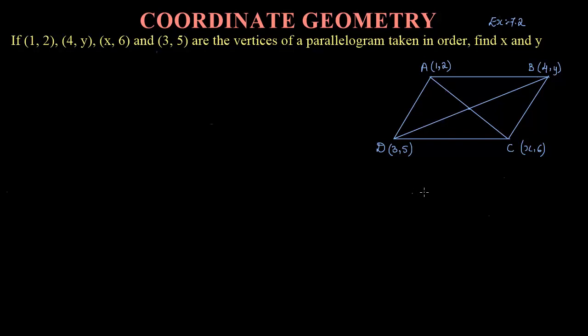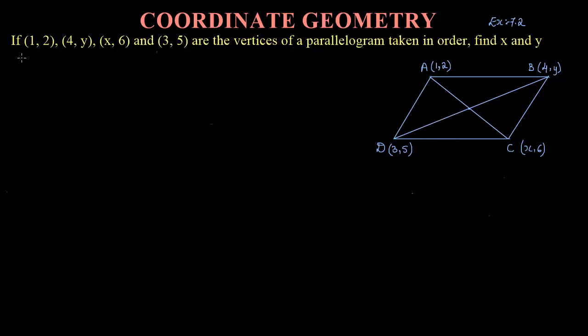What do you mean by bisect? Bisect means divide in equal parts. If I am talking about a line, then if I want to bisect this line, it means I want to divide this line into equal parts. So this line should be divided in equal parts. In the same way, the diagonals of a parallelogram will always bisect each other.